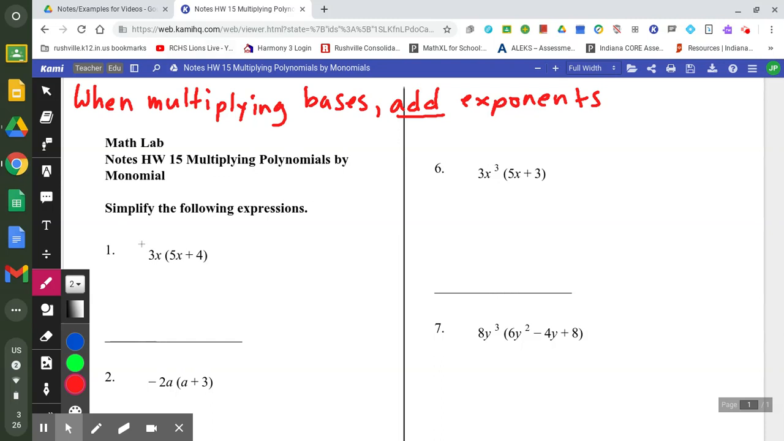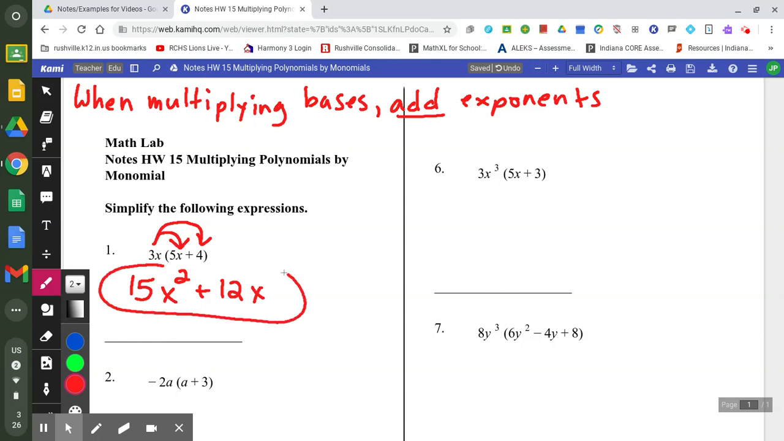So I am going to be multiplying my 3x times 5x. And so I multiply the big numbers. 3 times 5 gives me the 15. And then I have x times x, which gives me x squared. And then 3x times 4. So plus my 3 times 4 is 12. And then the x. And that's my answer.